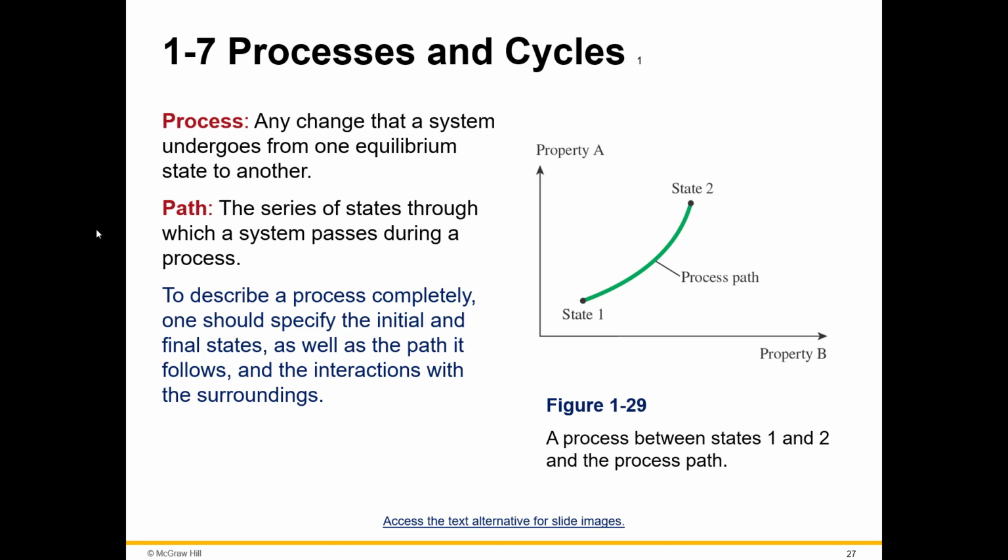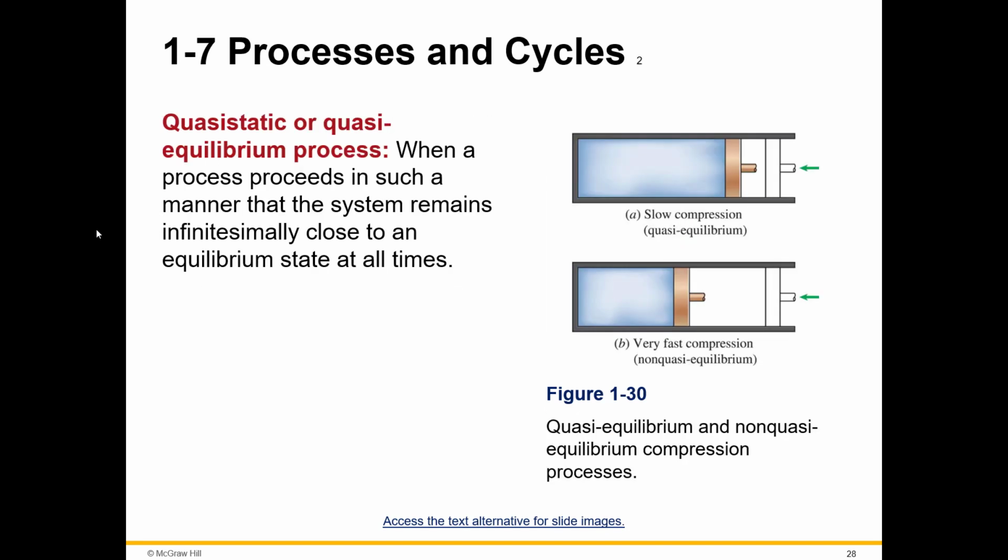Okay? To describe a process completely, one should specify the initial and final states, as well as the path it follows, and the interactions with its surroundings. So you've got a property A, property B, state 1, state 2, and a process path. And this will make much more sense when you start graphing.